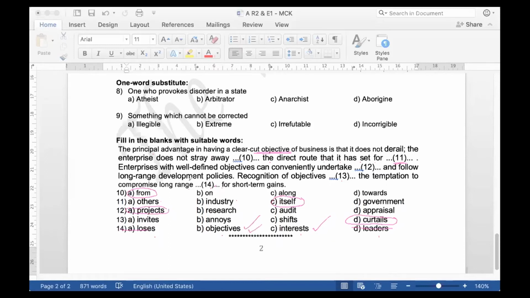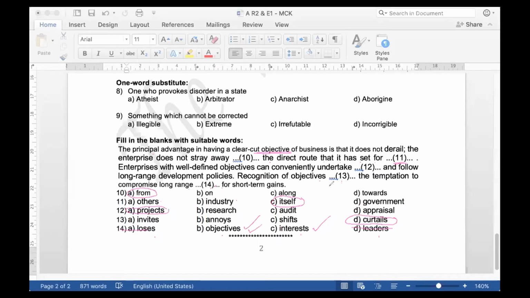Christine, question number 13, recognition of objectives. If you say it invites the temptation to compromise. So recognition of objectives doesn't invite the temptation to compromise; rather, it prevents the temptation. Actually, the temptation means something. We have a temptation to do something.